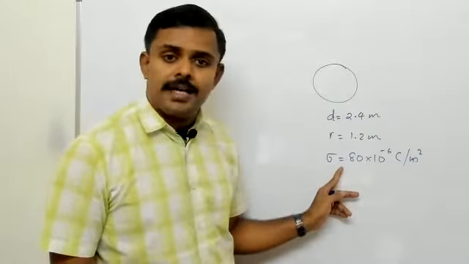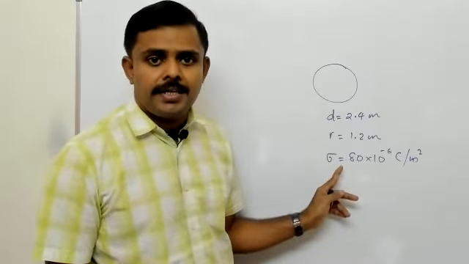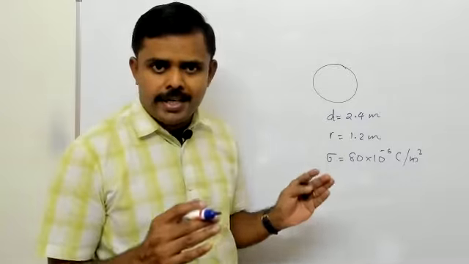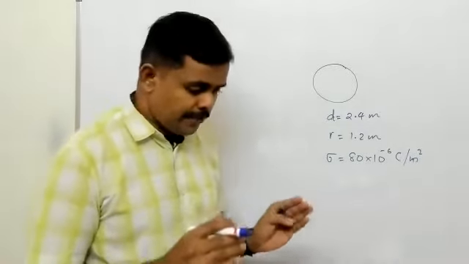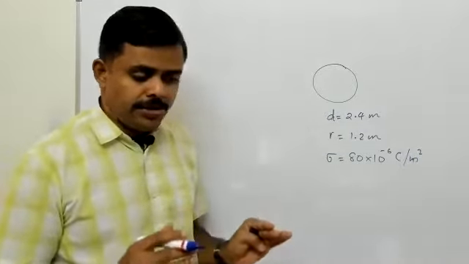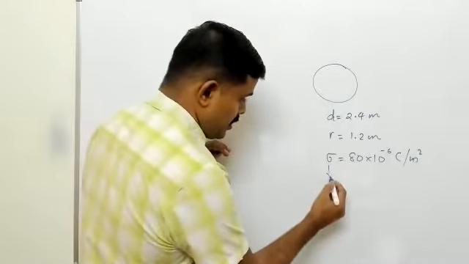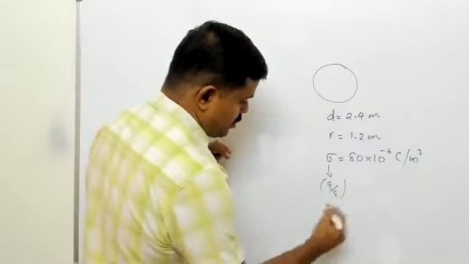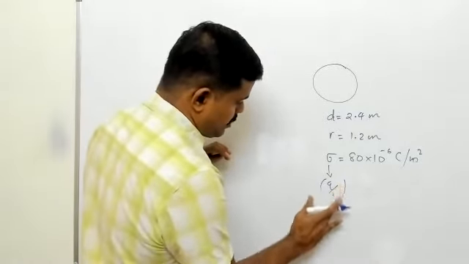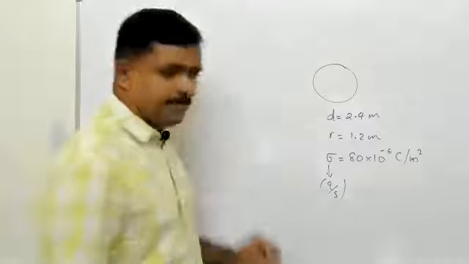This is surface charge density. Surface charge density is sigma, total charge by total area. Never ever forget it. Sigma is what? If you remember, total charge by total surface area is called sigma.